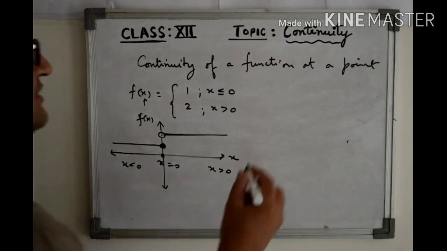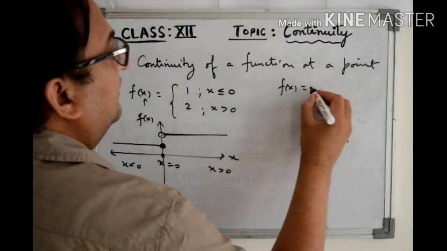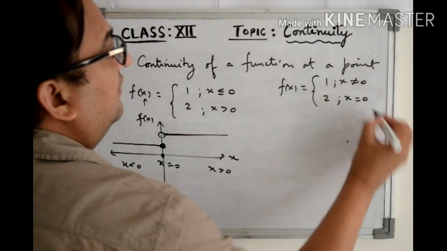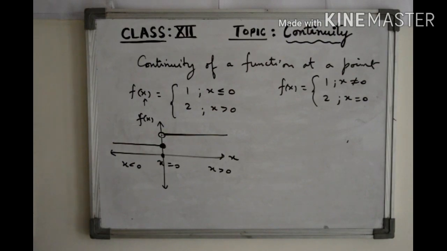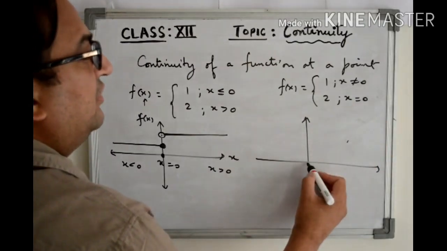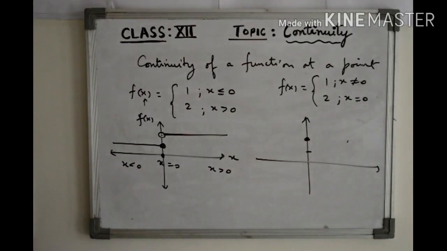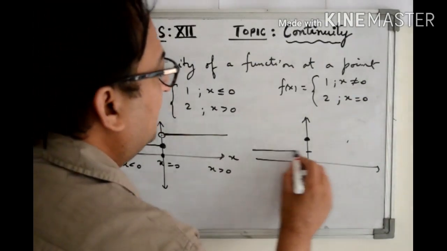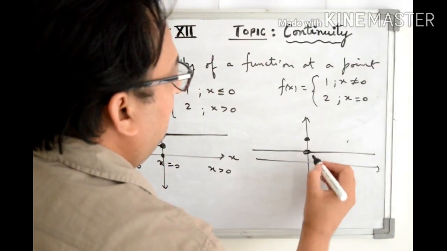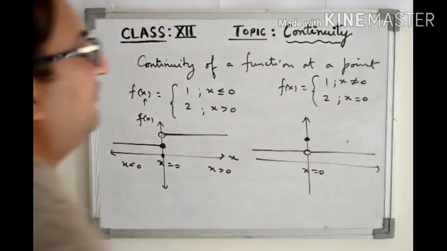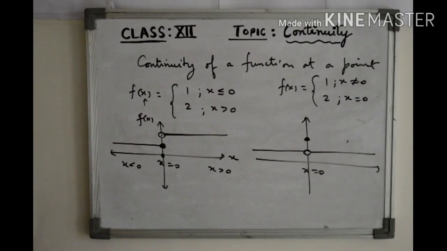Okay, let me take one more example. Try to draw the graph of this function: f(x) equals 1 for x not equal to 0, otherwise it is 2. So the graph of this function is again very simple. If the input is 0, the output is 2, and for the values of x which are not equal to 0, the value of the function is 1. And I have to exclude this point, because at x equal to 0 the value of the function is 2. So here are some piecewise functions and their graphs.